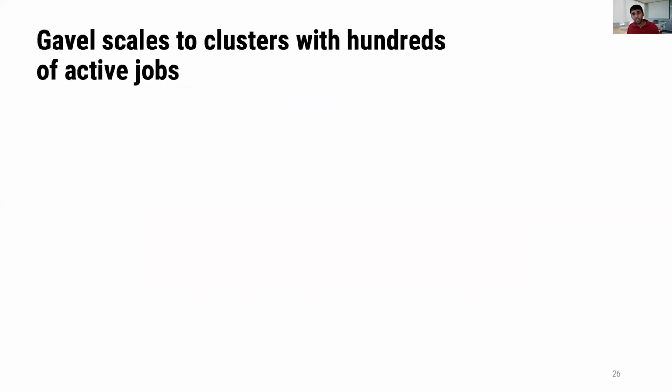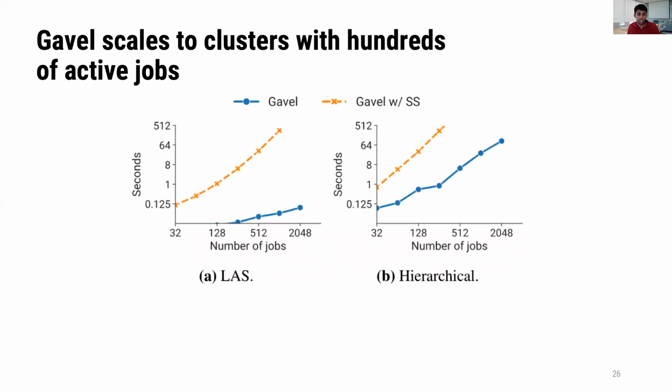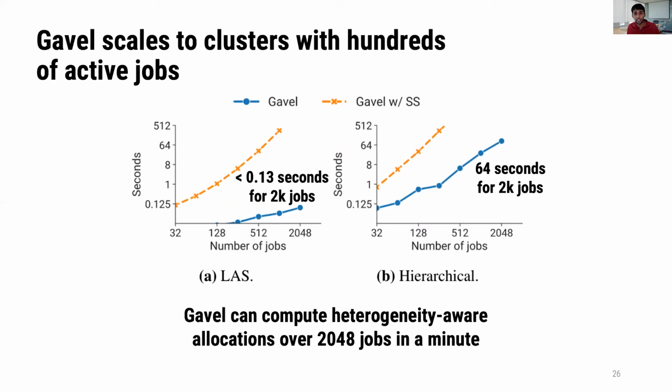Finally, we want to show that Gavel's policies can compute allocations fairly efficiently for a large number of jobs. So here we're showing the runtime of Gavel's policies on the y-axis with respect to the number of jobs on the x-axis. And we see that Gavel can compute allocations for even complicated hierarchical policies within a minute for 2,000 jobs. Computing allocations when the optional space sharing optimization is enabled is more expensive because Gavel needs to reason about the allocations it should give to each job combination, which is obviously more computationally expensive.